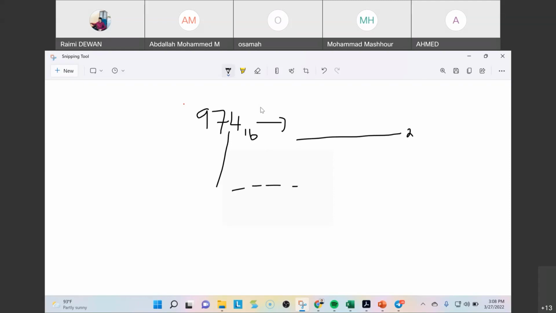Now we convert from base 16 to base 2. This one will be another 4 bits, and this one will be another 4 bits. So this one is 4 in hexadecimal. What is 4 in binary? Anyone? 0100, right? Yes, 0100. Okay, how about 7?